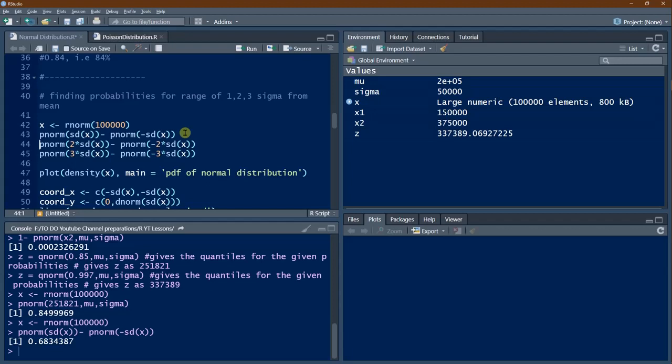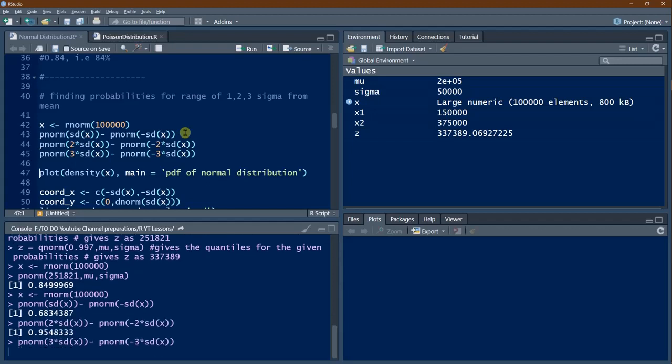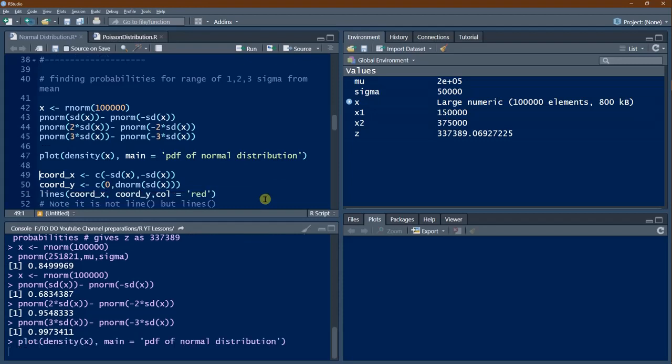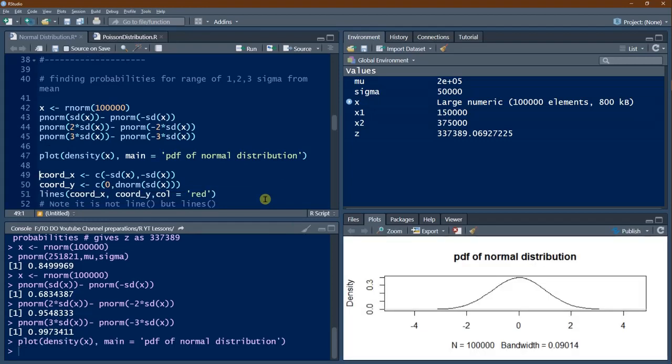We are getting 68%. Similarly for the second and third, we are getting 95 and 99.7. Basically it is the 68, 95, 99 rule. So this is how we have got it. Now we can plot the density curve. When you are plotting the density curve, you are getting a normal curve.